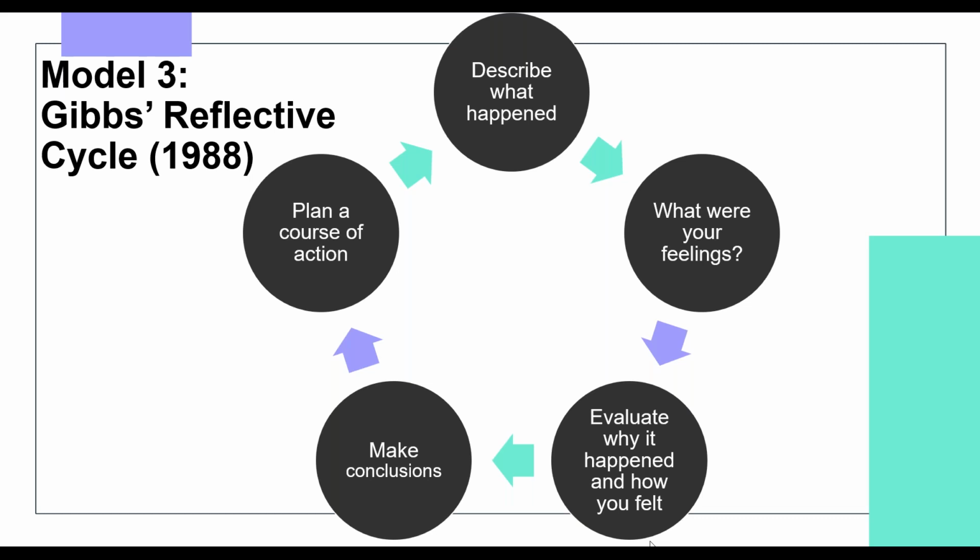The final stage relates to planning a course of action based on the previous steps. What would you do differently if you were to carry out that same activity or task again? Gibbs also suggests that you'd start the process again. The next time you carried out the activity or a similar one, you'd start these stages from the start again.